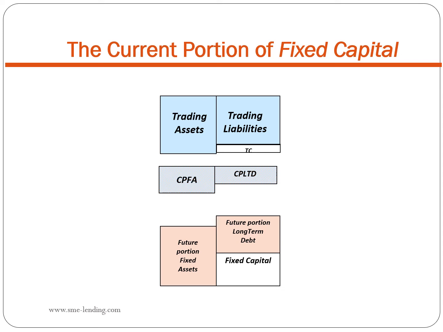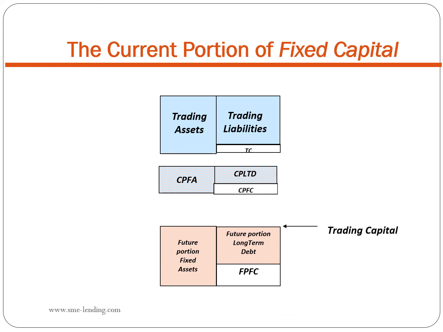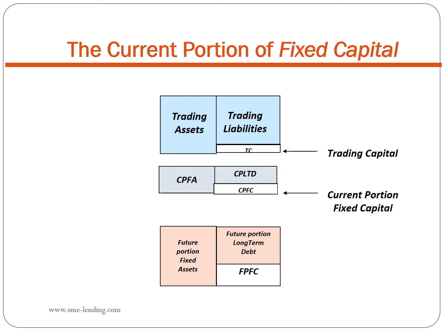So let's split fixed capital into a current portion and a future portion. Notice that the allocation of owner's capital is always the difference between assets and liabilities. So trading capital is trading assets minus trading liabilities. The current portion of fixed capital is equal to the current portion of fixed assets minus the current portion of long-term debt. And the future portion of fixed capital is equal to the future portion of fixed assets minus the future portion of long-term debt.